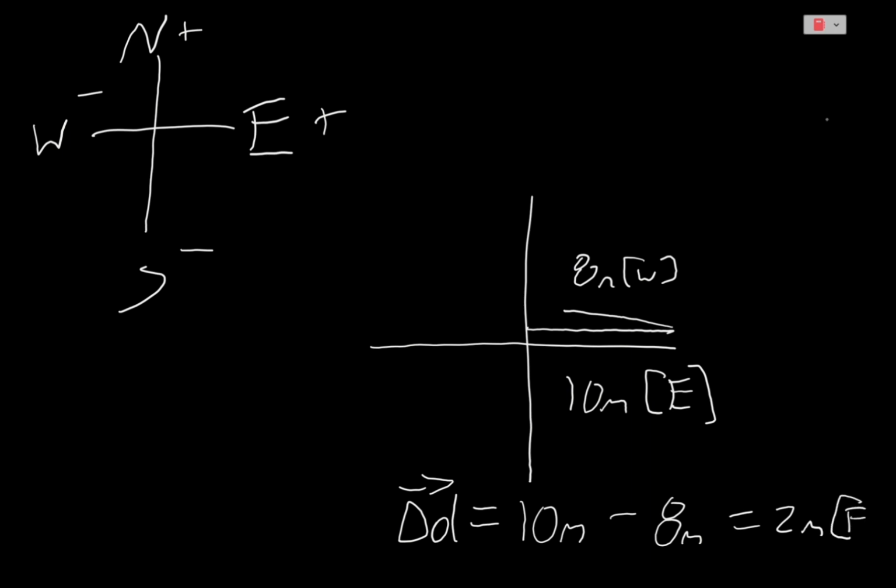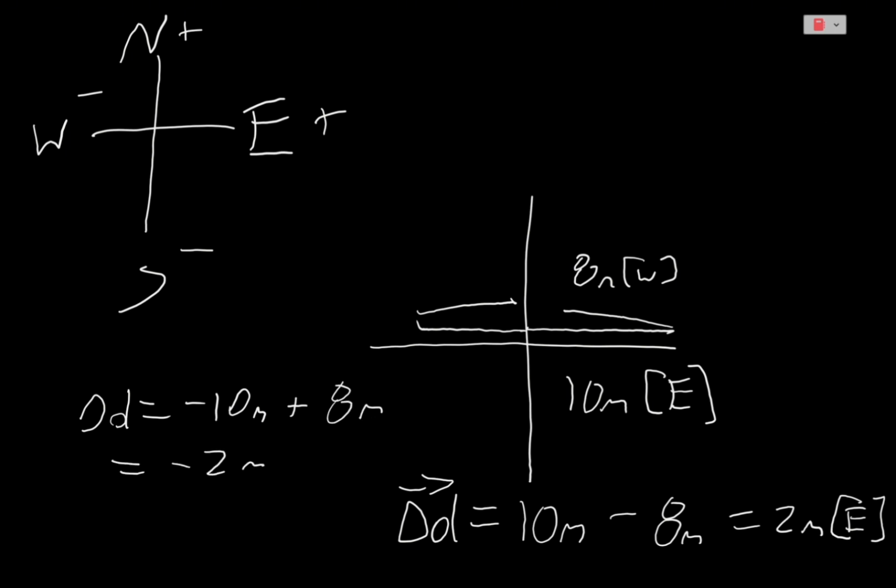Say it was the other way, and we first went 10 meters west, and then 8 meters back east. Displacement would equal negative 10 meters plus 8 meters, making it negative 2 meters, which is 2 meters west.